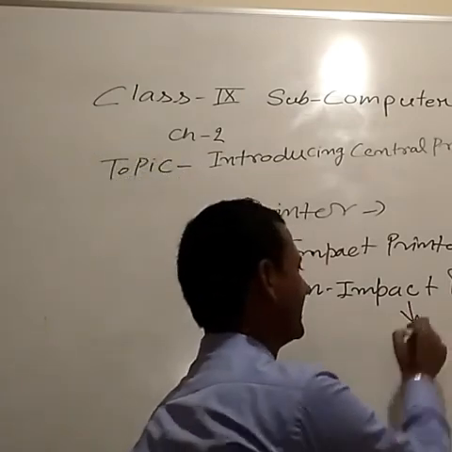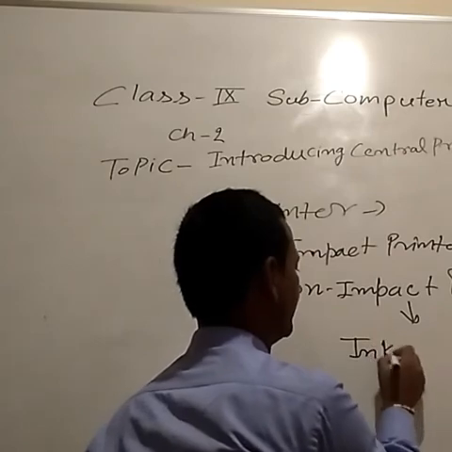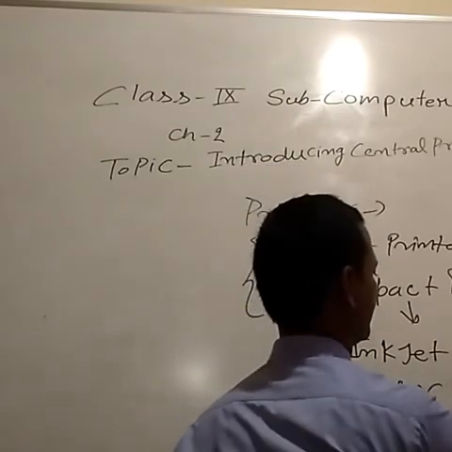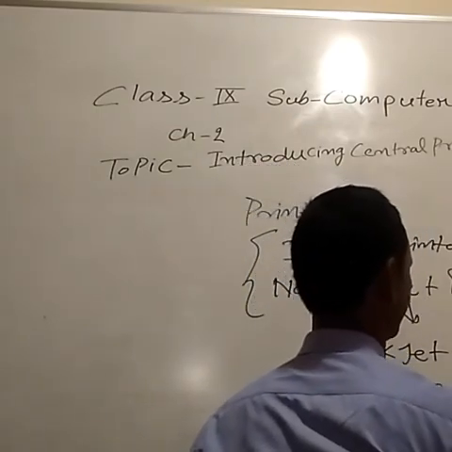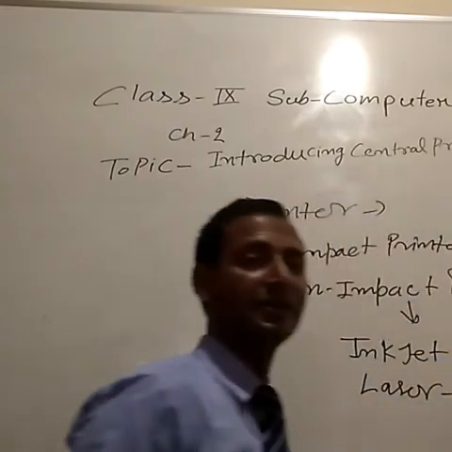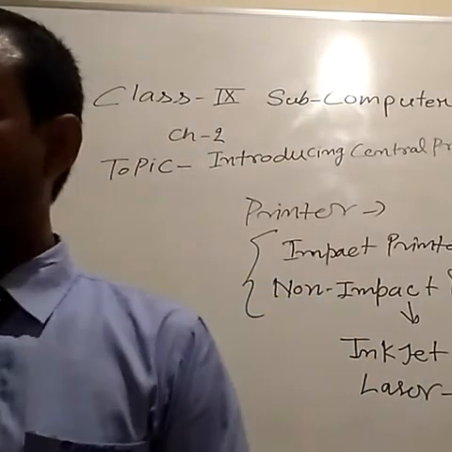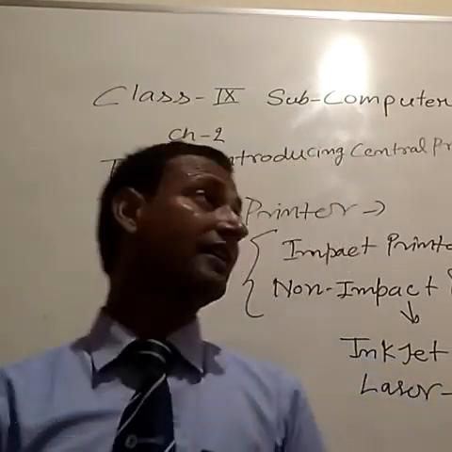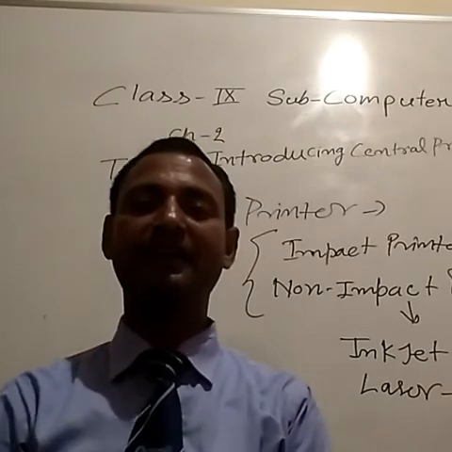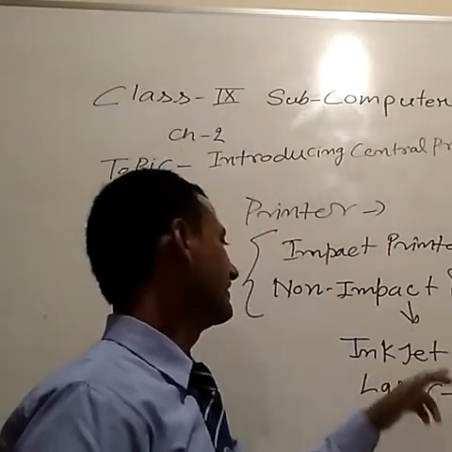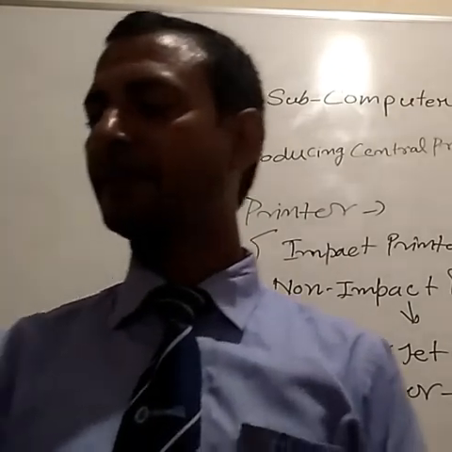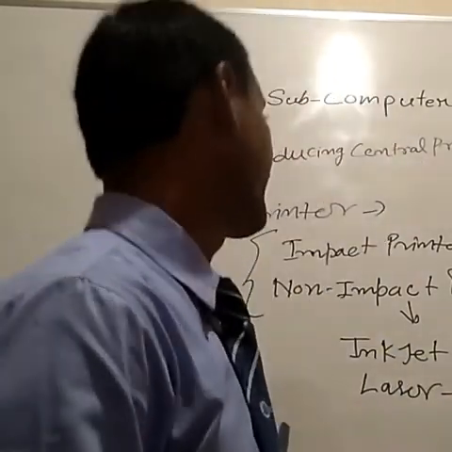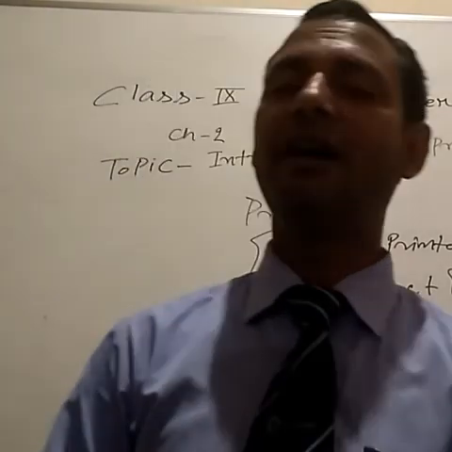In non-impact printers we will see the inkjet printer and the laser printer, which are used for commercial use and give quality printing. Printers are divided into impact and non-impact. As an example of an impact printer we are showing the DMP, dot matrix printer, and non-impact printers are the inkjet printer and the laser printer. These are used to print quality output through the laser printer.